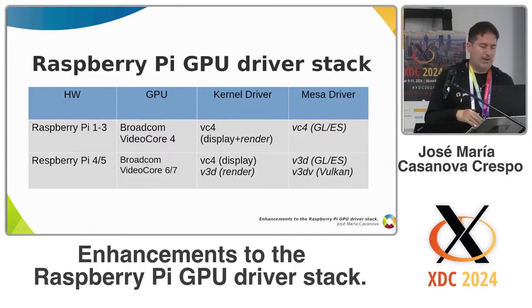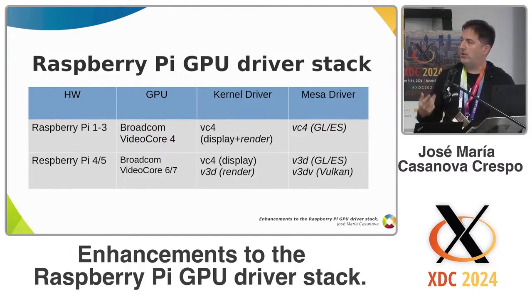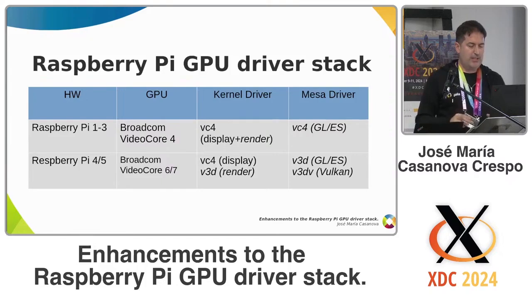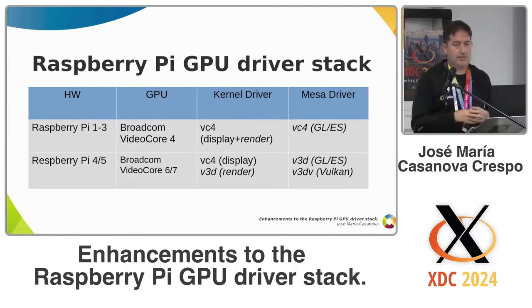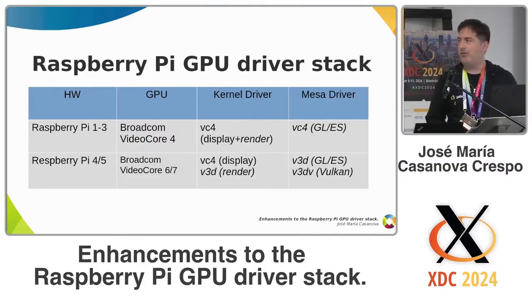In the Raspberry Pi 4 and 5, we have two newer generations, VideoCore 6 and 7, respectively. On the kernel side, we have VC4, the same display driver as for the previous generation, and V3D, which manages the rendering. On the user space side, now we have two drivers: V3D, the one for OpenGL and OpenGL ES, and V3DV, the one we use for Vulkan.